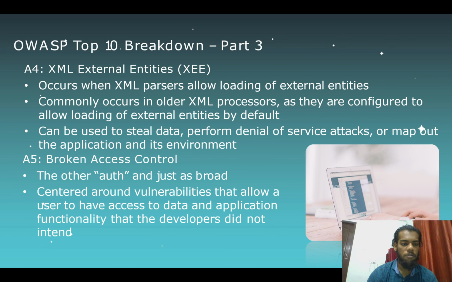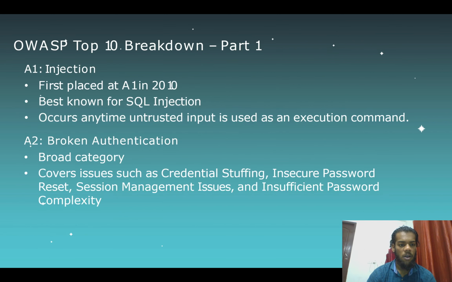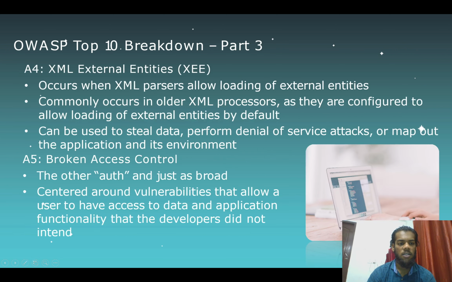A5 is broken access control, and it is just as broad. We saw broken authentication as a broad category, right? Like that, broken access control is also a broad category, centered around vulnerabilities that allow a user to have access to data and application functionality that the developers did not intend.